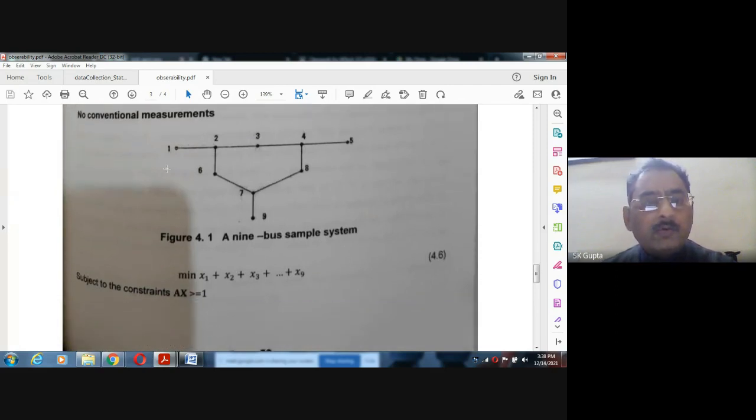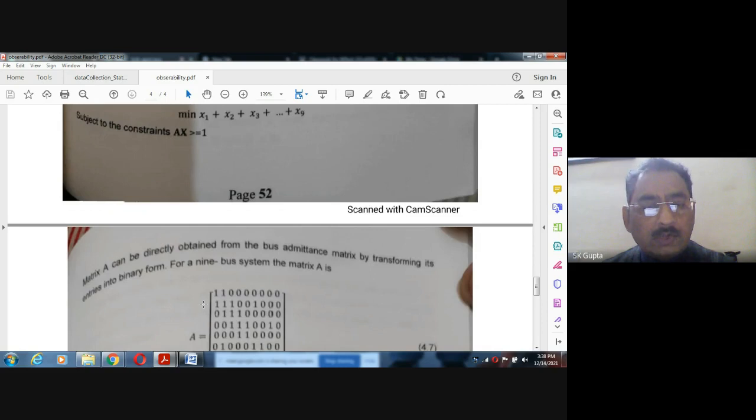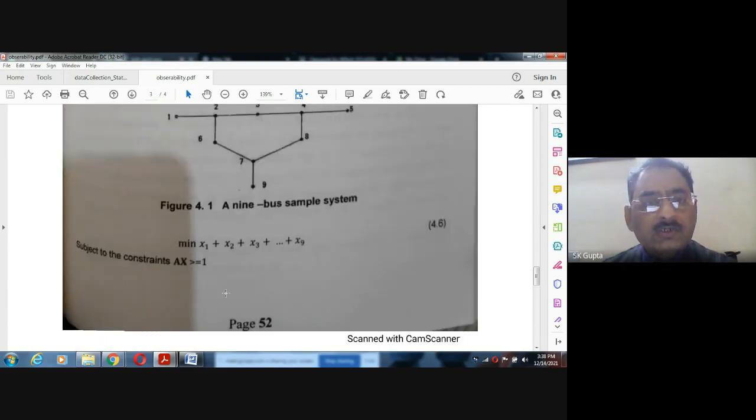देखिए, say these are the buses. First number bus, if it is connected with the 2, then it is a 1. Not connected, then it is 0.